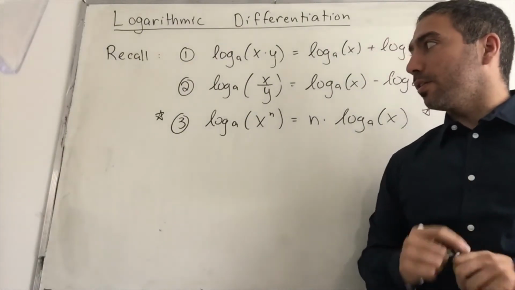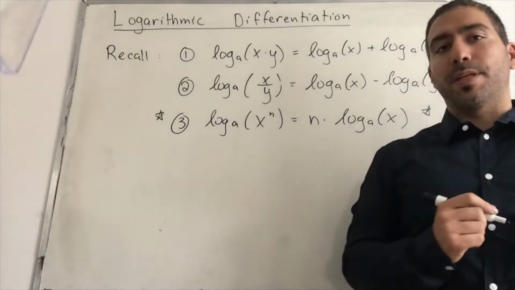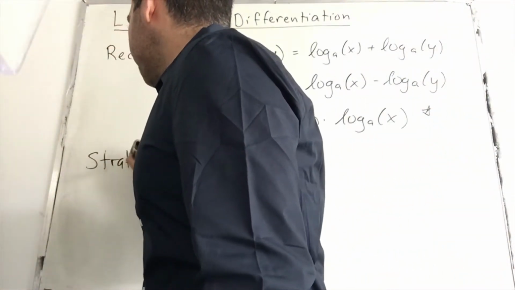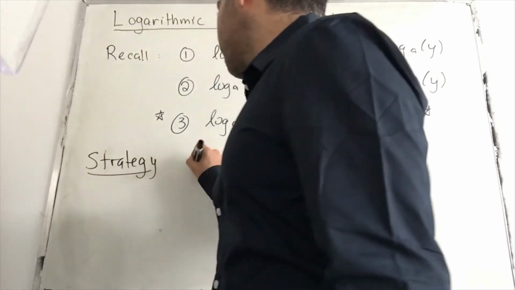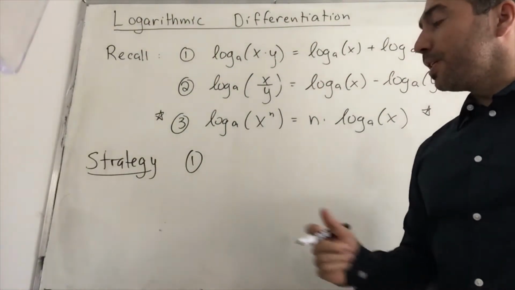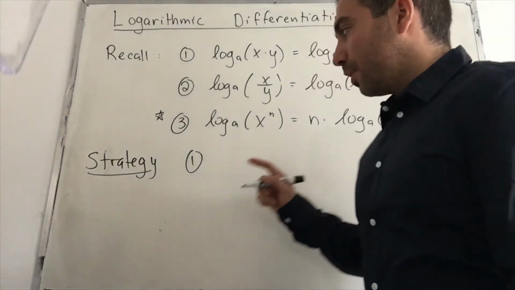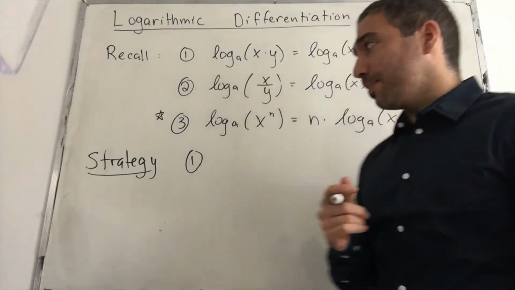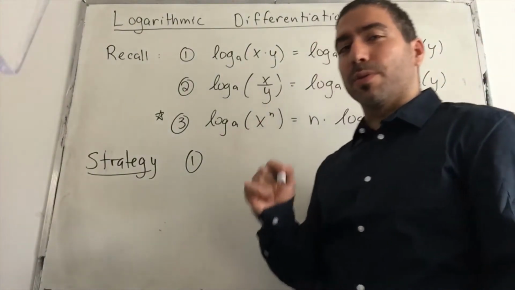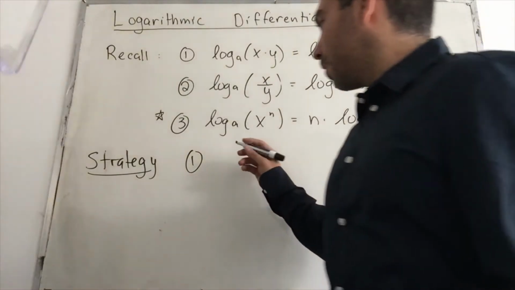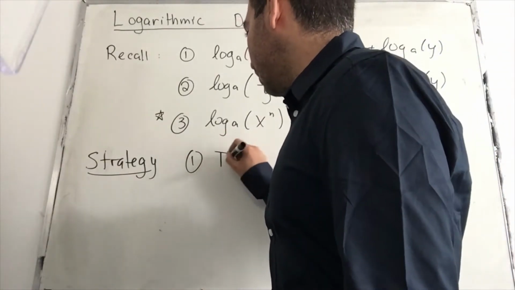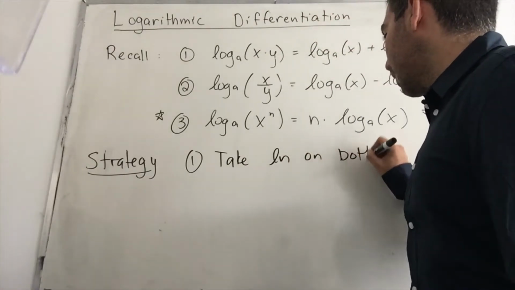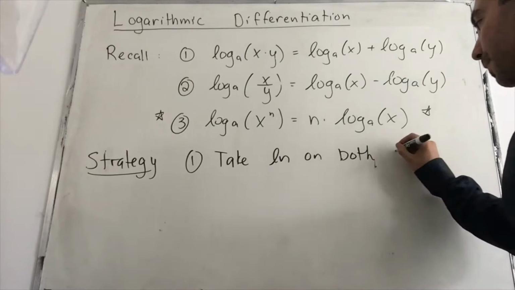So let's go ahead and look at the strategy to solve logarithmic differentiation problems. For step one, the first thing you do is take ln on both sides of the equation. You could take log, but I strongly encourage you to use ln instead, because the derivative of ln is easier to work with than the derivative of log. So begin by taking the natural log on both sides of the equation.